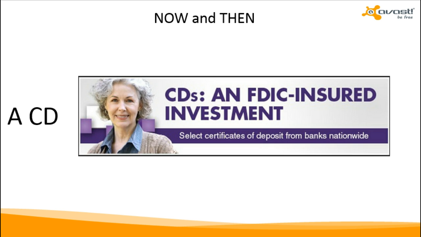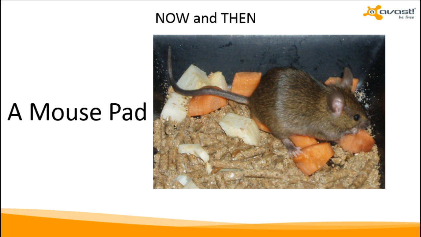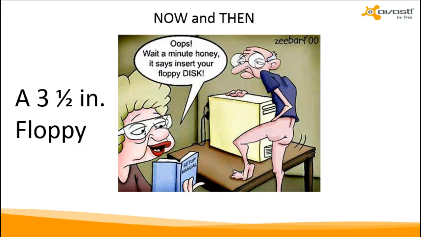A CD. That was how you invested money in a bank. Way back when, I used to have one. Now, I can't afford one. A hard drive. At the end of the day, driving all day long, that's what you considered a hard drive. A mouse pad. That's where the mouse lived. And if it was in your house, you'd have a little mouse trap outside hoping to catch the sucker. A 3.5-inch floppy. If somebody found out you had one, you'd be hiding.